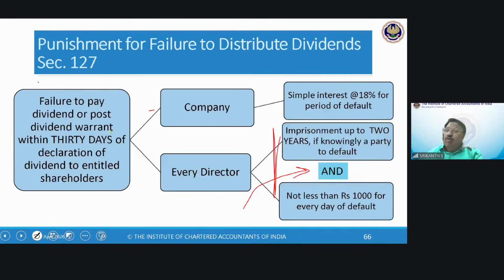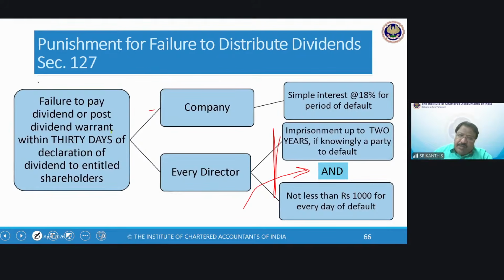Maybe you can do plea bargaining before the court and say, please don't imprison me, but I'll pay the penalty, whatever. That is before the court. Okay, you can't compound it with the ministry, right? That is the one.